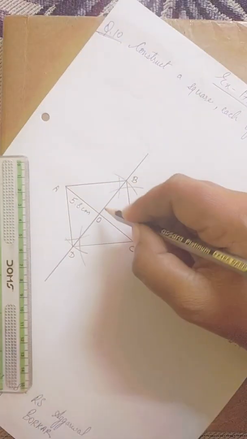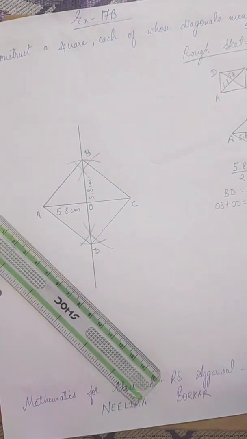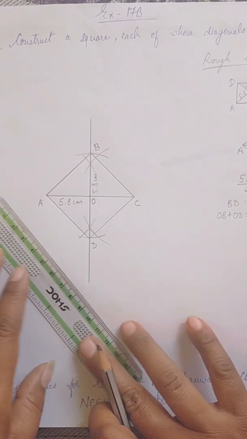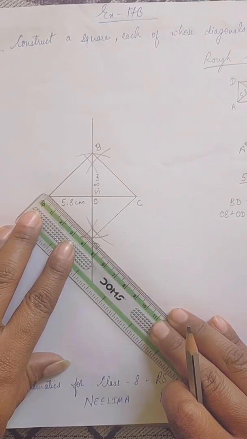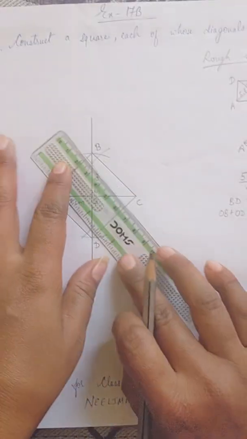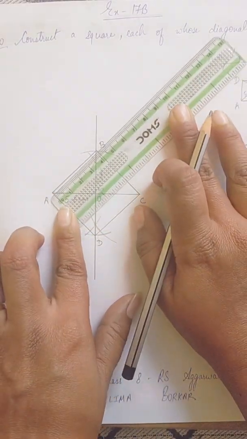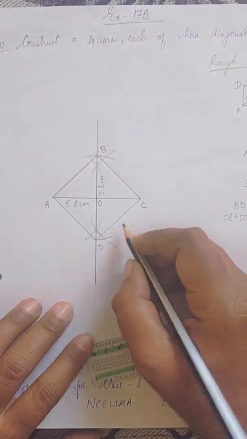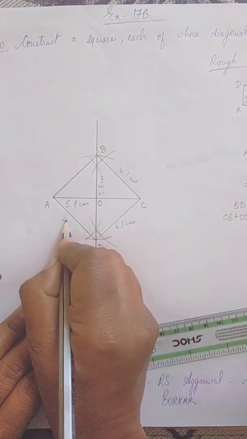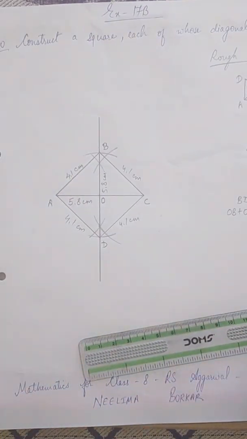We can write down here that BD is 5.8 centimeter. Then we got a square ABCD and we will find that the lengths of all four sides are equal. So you can measure the lengths also. It is coming 4.1, this is also 4.1, this is also 4.1 and here also 4.1. So I am getting all the sides to be 4.1 centimeter. So this is a square and we are getting all four sides to be 4.1 centimeter as well as the diagonals are equal.